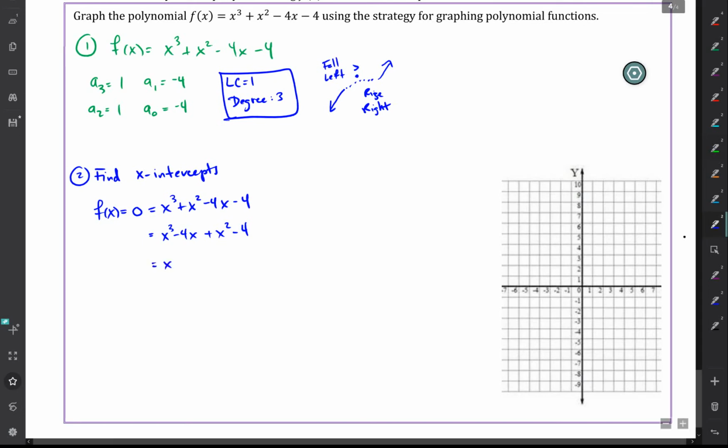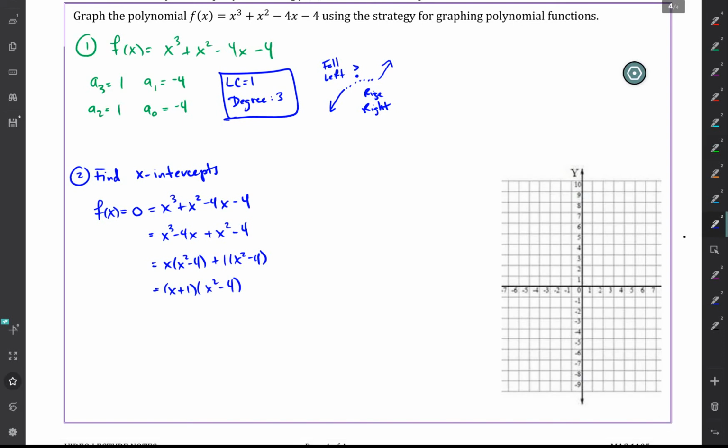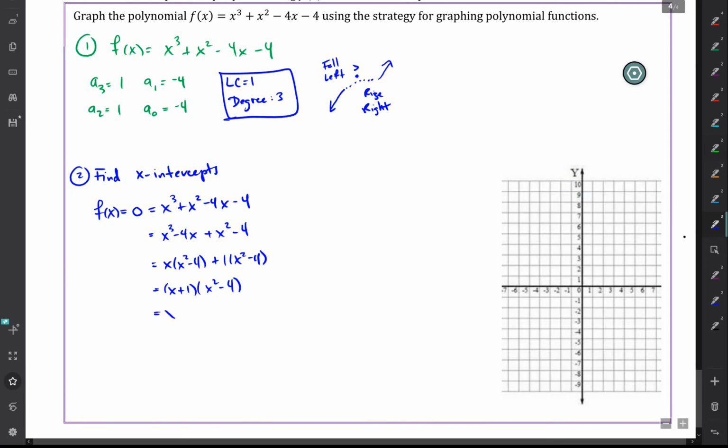So I could factor that as x times x squared minus 4 plus 1 times x squared minus 4. That tells me I can factor this as x plus 1 times x squared minus 4. And then it's pretty easy to see how to factor x squared minus 4. That's x minus 2 and x plus 2. Okay, so now I have 3 zeros. So x equals 2, x equals negative 2, and x equals negative 1 are zeros, and they're all of multiplicity 1.